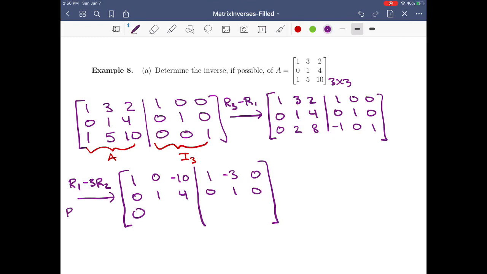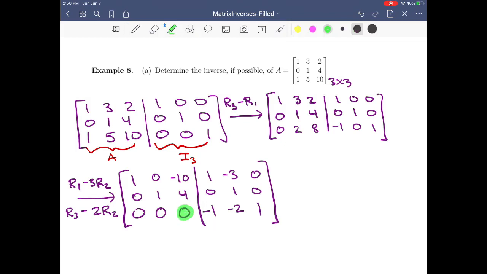Now I'm also going to do row 3. So it's row 3 minus 2 of row 2. Now this spot's going to be a 0. 8 minus 2 times 4 is 8 minus 8, which is a 0. Negative 1 minus 0 is negative 1. 0 minus 2 is negative 2. 1 minus 0 is 1.